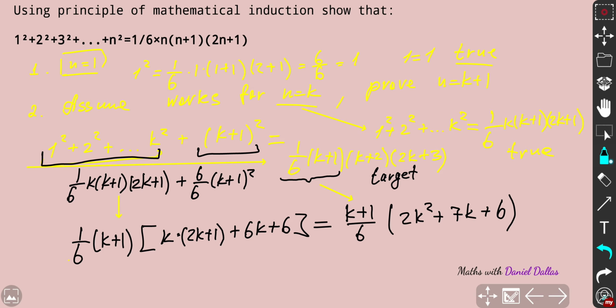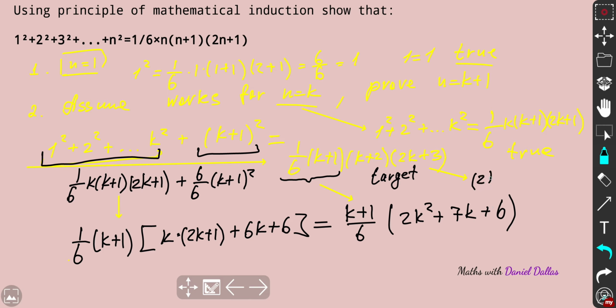If you're not sure and want a little shortcut, just try to expand these brackets and show that you'll get this. That's what I'm going to use. From the target formula, just simply expand the brackets instead of factorizing, because factorizing is always harder.